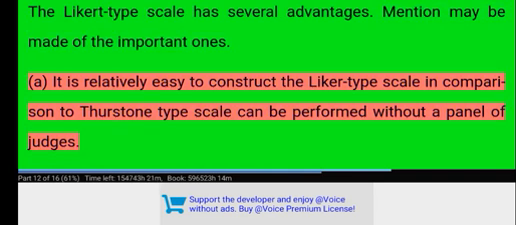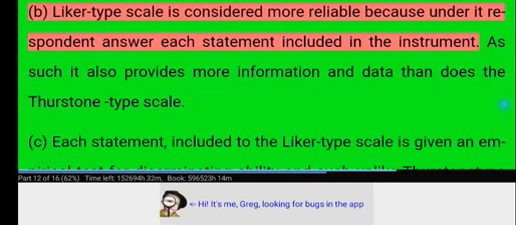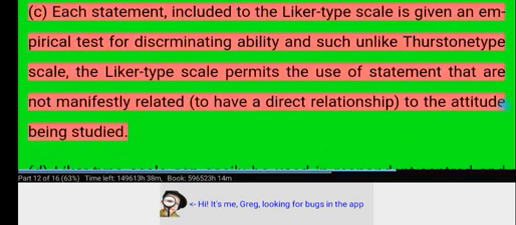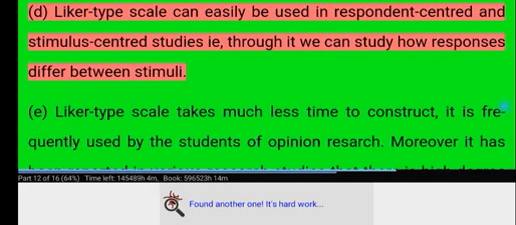A. It is relatively easy to construct the Likert-type scale in comparison to the Thurstone-type scale, because the Likert-type scale can be performed without a panel of judges. B. The Likert-type scale is considered more reliable because under it respondents answer each statement included in the instrument. As such, it also provides more information and data than does the Thurstone-type scale. C. Each statement included in the Likert-type scale is given an empirical test for discriminating ability, and as such, unlike the Thurstone-type scale, the Likert-type scale permits the use of statements that are not manifestly related to have a direct relationship to the attitude being studied.